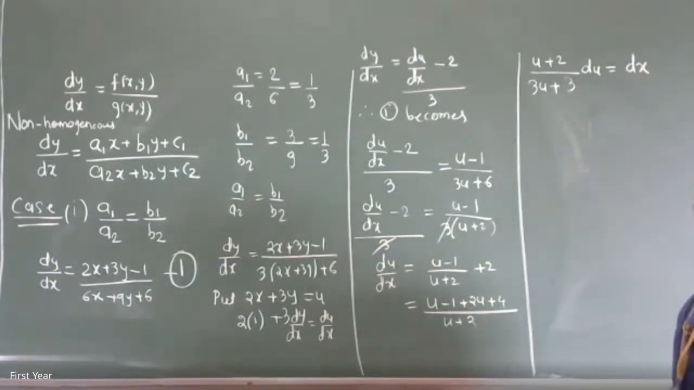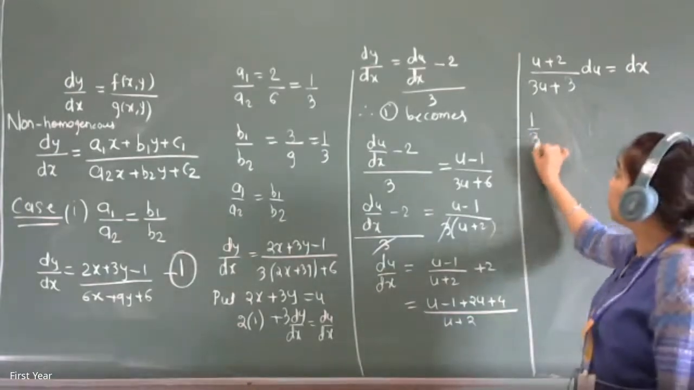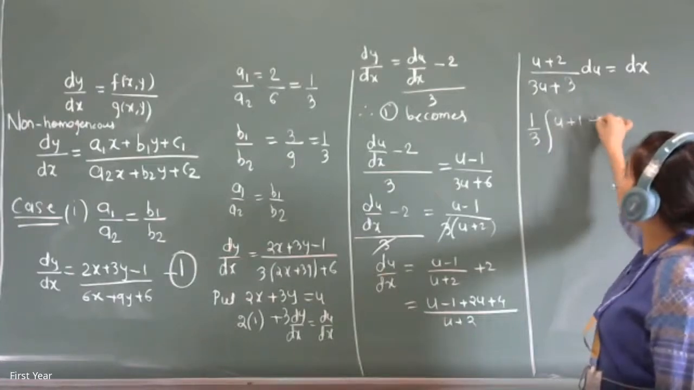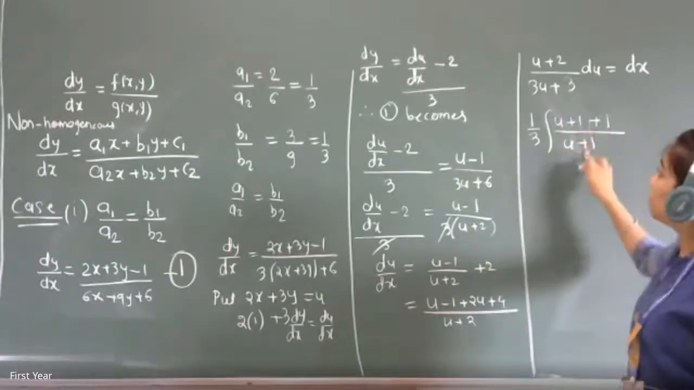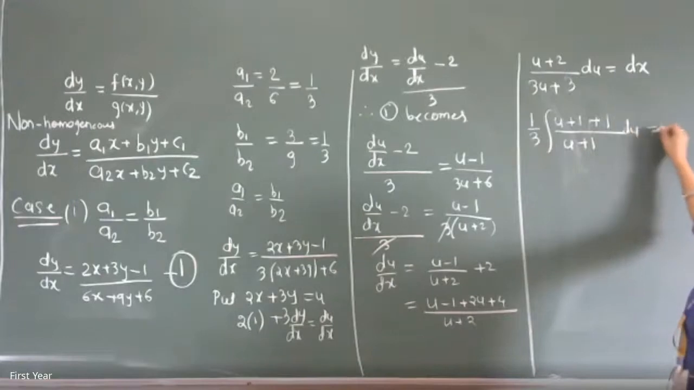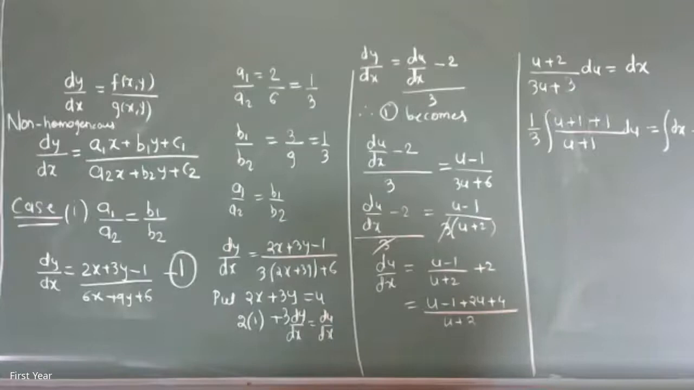I had told you this formula, ax plus b upon cx plus d. If you remember the formula, you can use that directly, or you can adjust the terms in the numerator with the help of the denominator. So again, 1 by 3 you can take common. This you can write as u plus 1 plus 1 divided by u plus 1. I took 3 common, so u plus 1 is left. u plus 2 can be split as u plus 1 plus 1, du is equal to the integration of dx plus constant of integration c. Can you see this side? dx plus c, can you see? Okay, so I'll write it down.